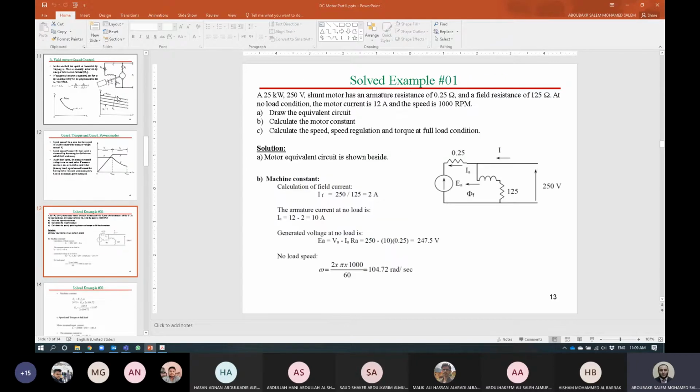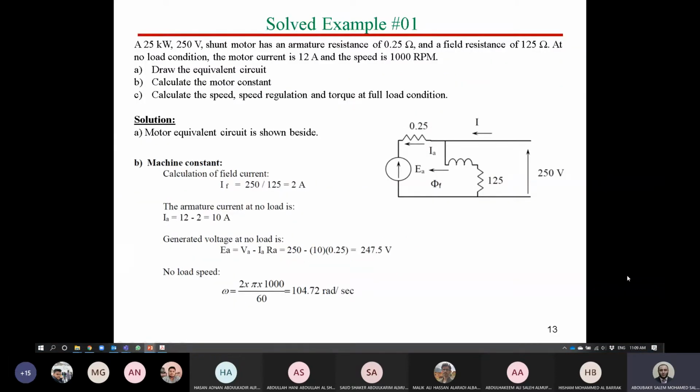Based on the theory we have discussed recently, today, inshallah, we will solve some problems on DC motors steady state performance and speed control. So let's start together solving one of the problems regarding a shunt DC motor.